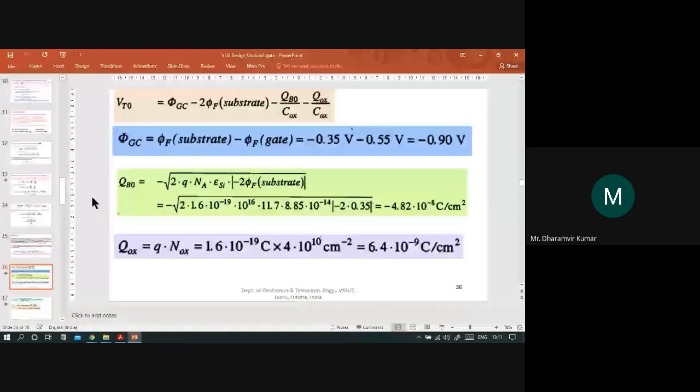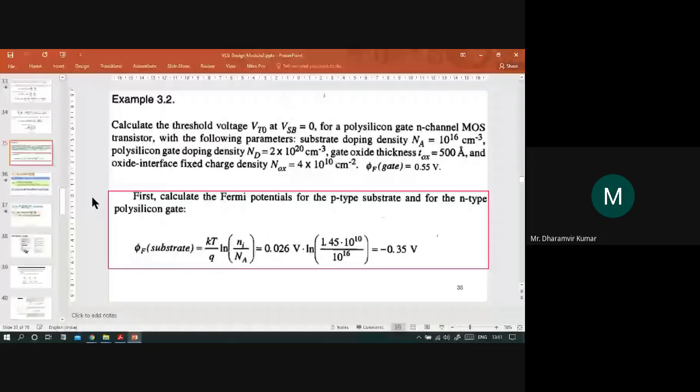So this is an example taken from the book by Kang. You can refer to example number 3.2 from the book by Kang, try to solve it, and see if you are able to understand this example or not. Then I will discuss this also in the class.